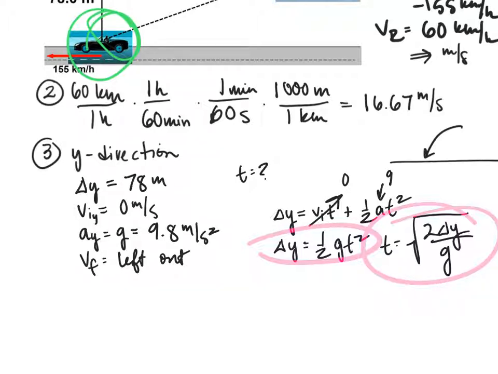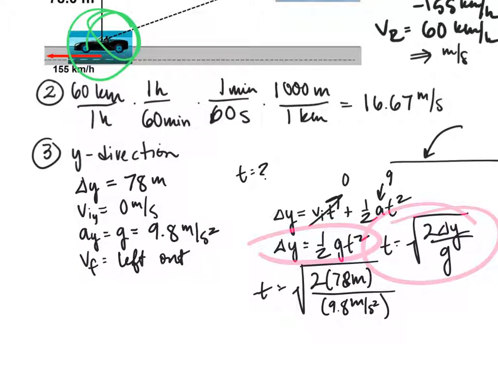Okay, so now let's plug in our values. My time is going to be equal to 2 times 78 meters, divided by my acceleration of gravity. And then I'm going to plug that in my calculator, and I get that our time is 3.99 seconds. To make things easy for myself, I'm actually going to call that 4 seconds.